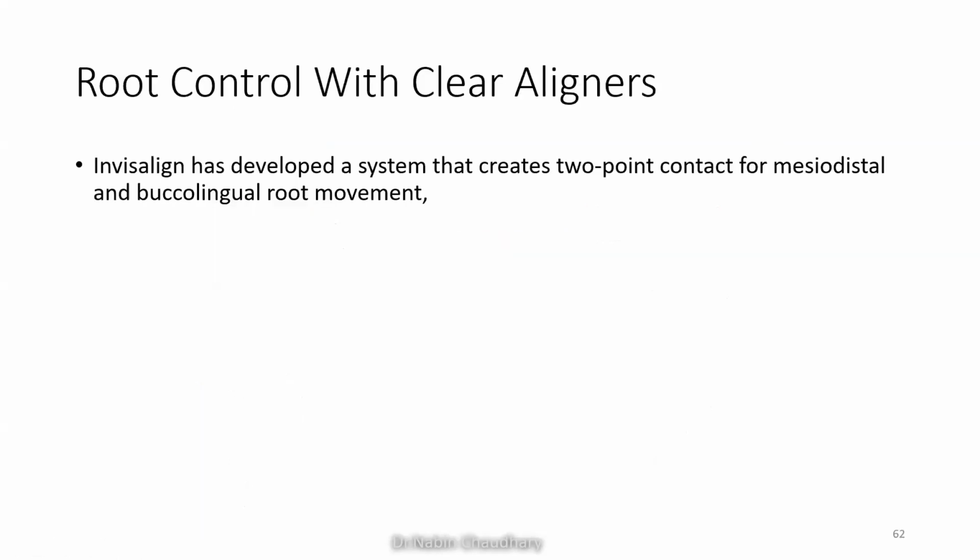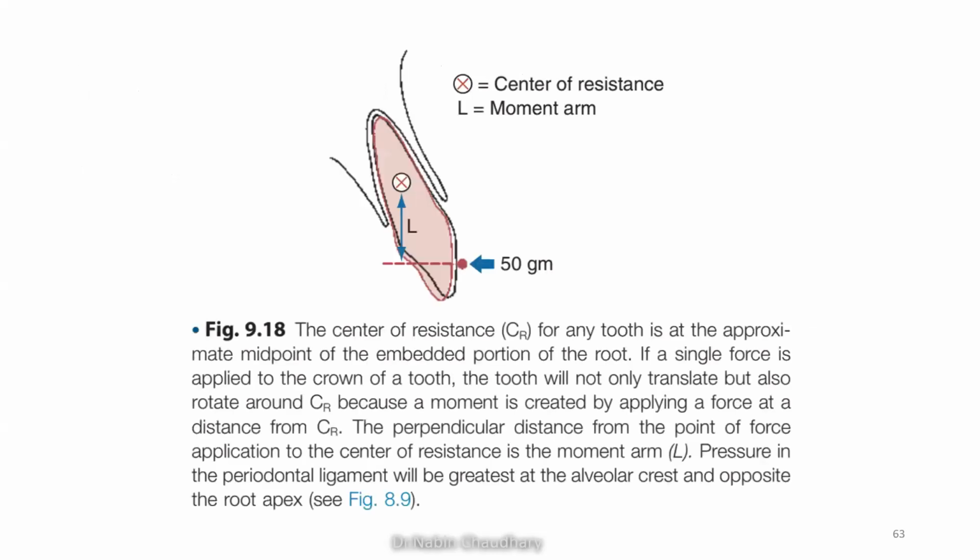Also, root control is generally difficult with clear aligners, and good root control can be achieved when a 2-point contact is done for the mesiodistal and buccolingual root movement. So this is the center of resistance, and the clear aligner overlaps the tooth from only the crown portion of the tooth. So in order to move the teeth bodily, the 2-point contact may be required.